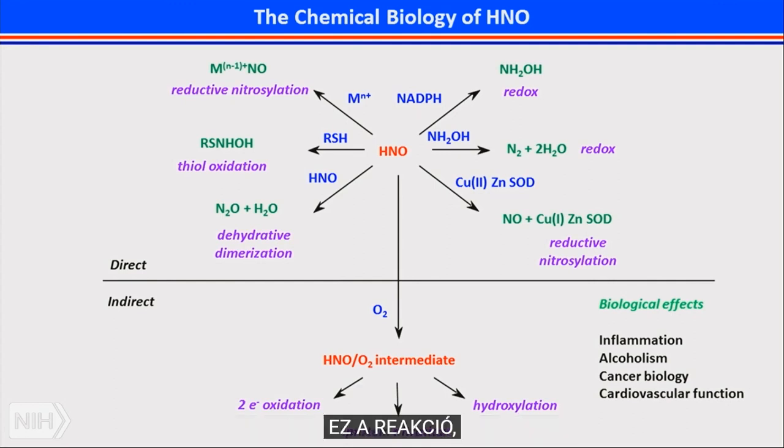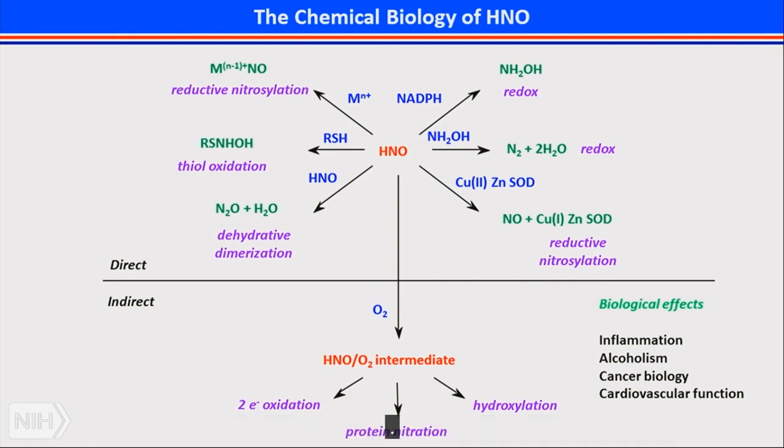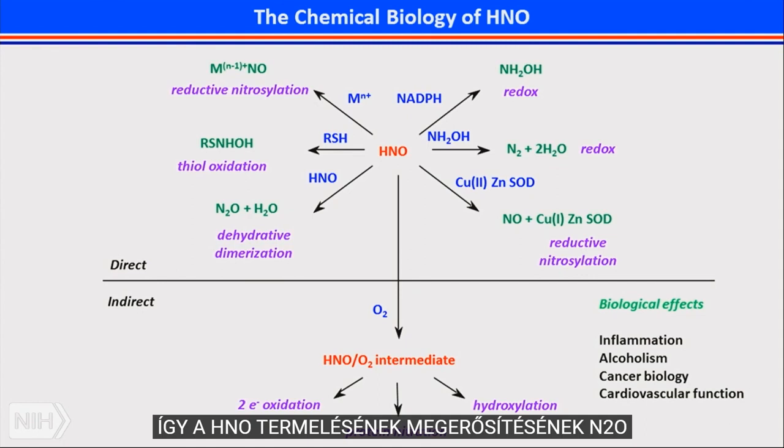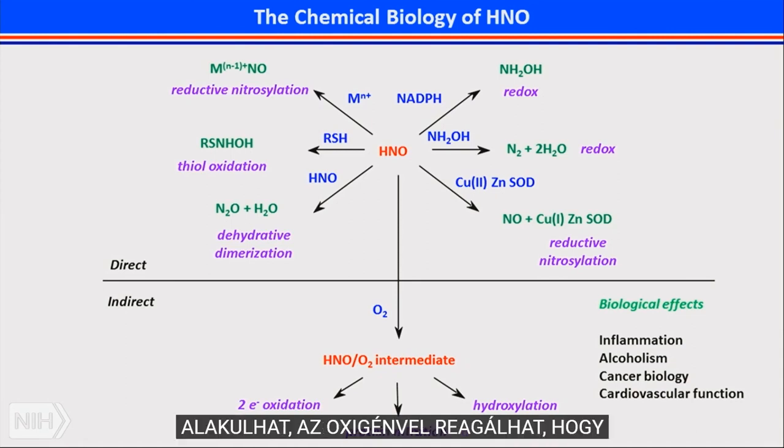thiol. So as I've mentioned earlier, HNO can also undergo self-dimerization to form N2O, which can be used as a molecular signature for detection of HNO. So detection of N2O from HNO has been used by mass spec methods as confirmation of production of HNO. Other than that, HNO can also react with oxygen to form an HNO-oxygen intermediate. This molecule has not been convincingly characterized.